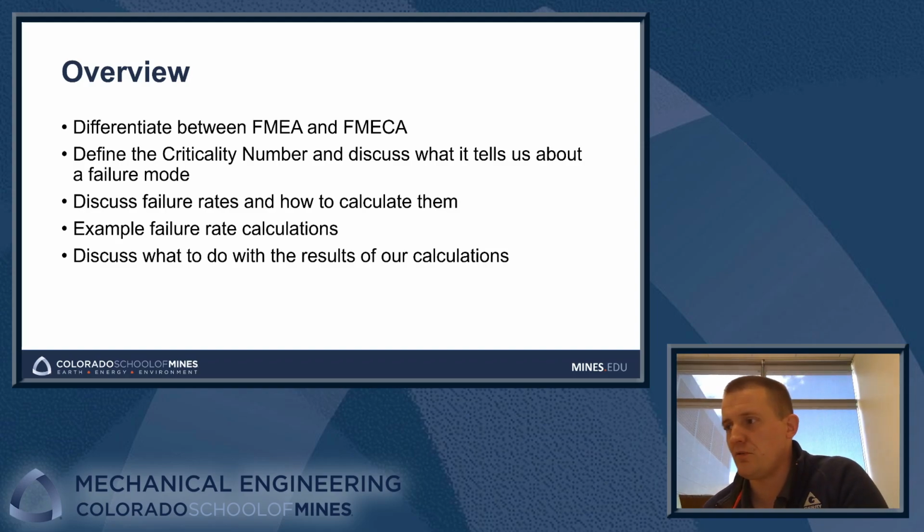So here's an overview of what we'll be talking about in this video. We'll differentiate the difference between FMEA and FMECA. We'll define the criticality number, which is the C part of FMECA, and discuss what that tells us about a failure mode, how we can use that information. Then we'll discuss failure rates and how to calculate them. We'll do some example failure rate calculations, and then we'll discuss what we can do with the results of our calculations and how we can make our designs better, safer, and more reliable.